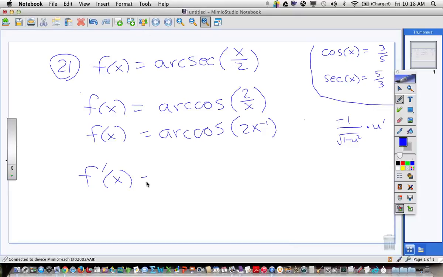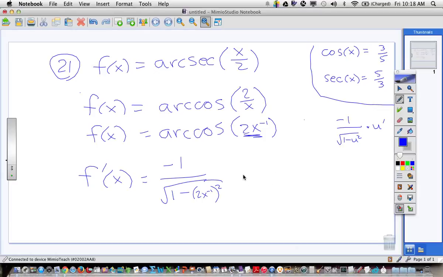Okay, so my derivative is going to be negative 1 over the square root of 1 minus, here's where I think the u can kind of be helpful. This is the u, right, the inside. So when we do a chain rule on this, when we say, okay, the derivative of the outside, well, the derivative of arc cosine is this, right? Leave the inside alone. Well, right here is where we're leaving the inside alone. We're putting the 2x to the negative 1 there.